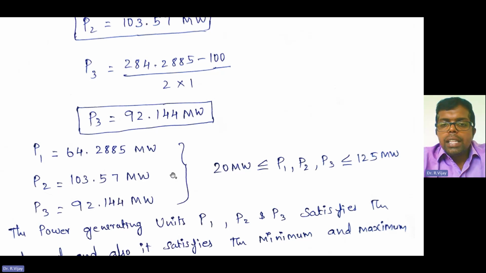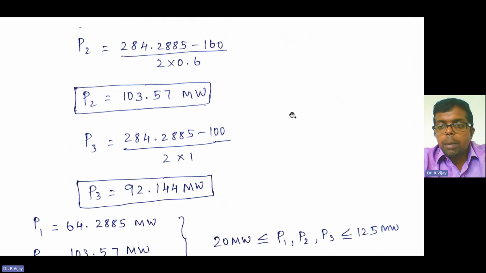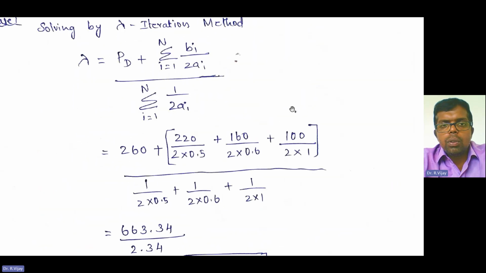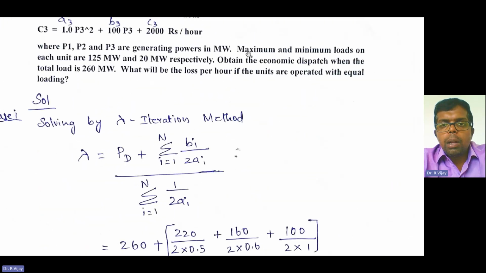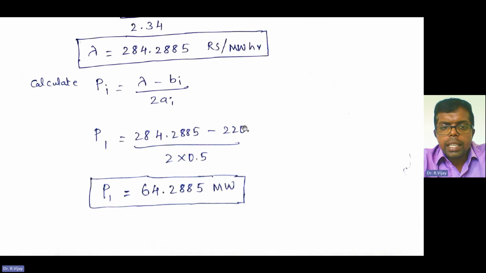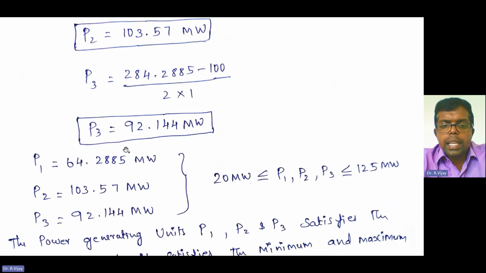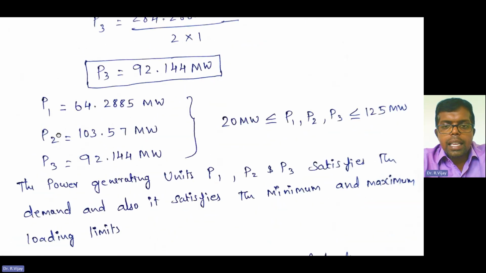And always you need to check for the limits, the minimum and maximum operating limits given in the problem. If they are not given, no need. But they are given in the problem: maximum and minimum loads on each unit are 125 megawatt and 20 megawatt. After calculating P1, P2, P3, I am taking all the answers here and checking the minimum and maximum operating limits. That is, 20 megawatt is less than or equal to P1, P2, P3, up to 125 megawatt.